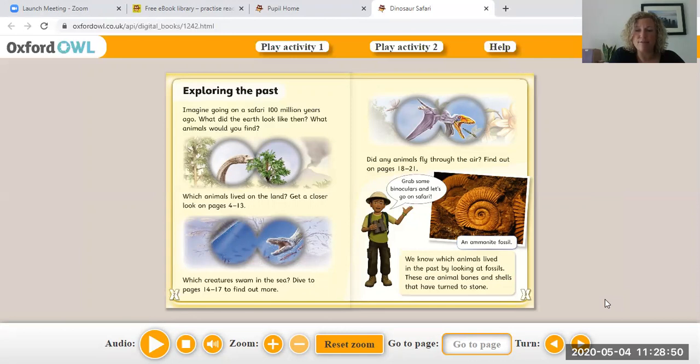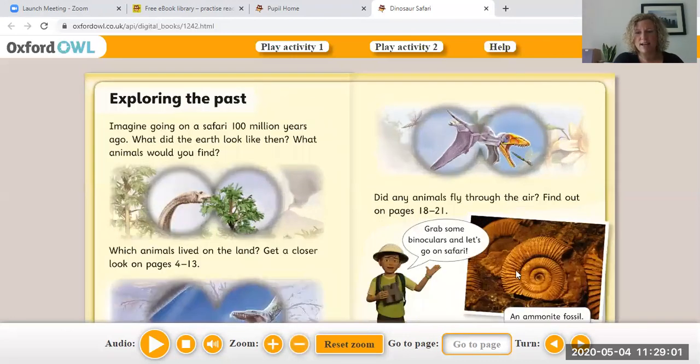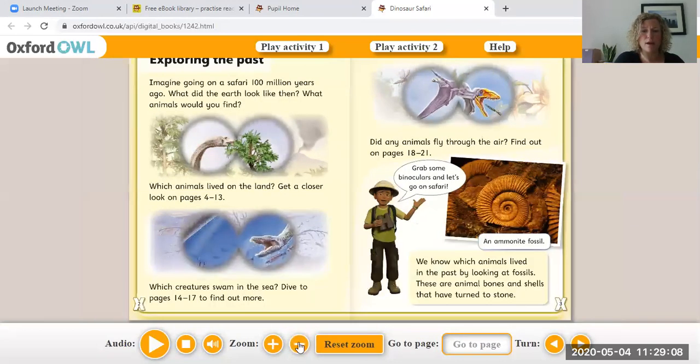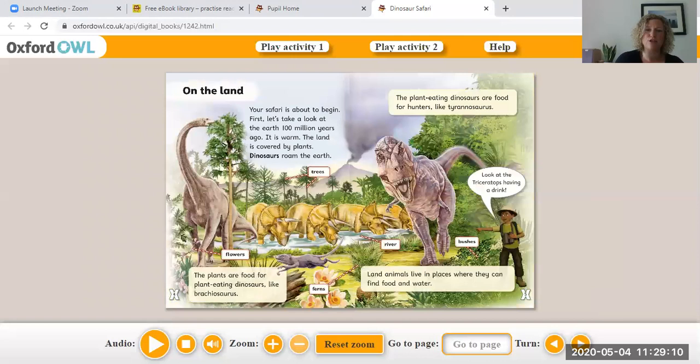This is an ammonite fossil. We know which animals lived in the past by looking at fossils. These are animal bones and shells that have turned to stone. Really stunning. If we just zoom in there and take a look, that is such an impressive, beautiful natural pattern there on that stone. Okay, let's go to the next page.